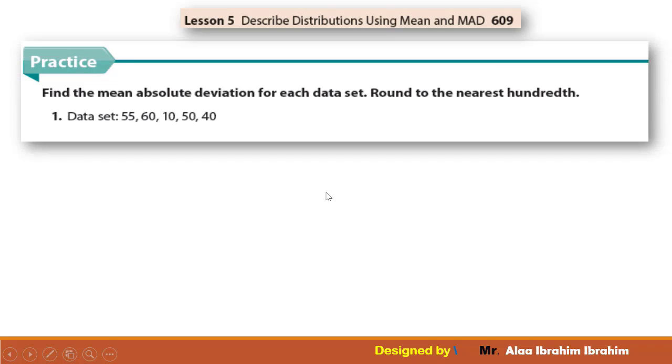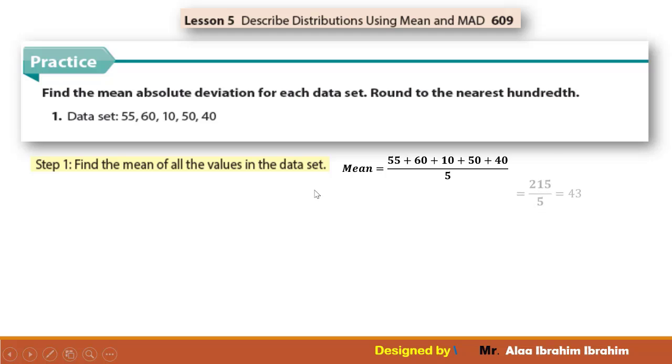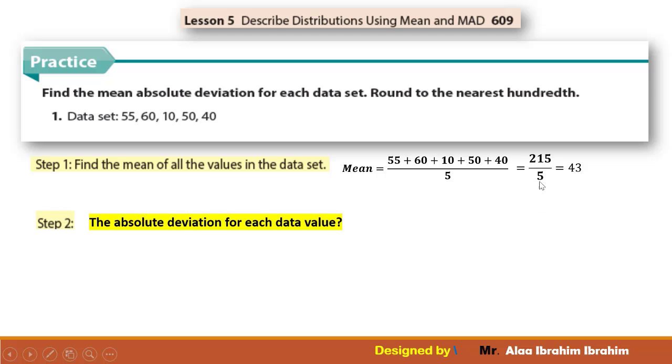Now we're going to another example. Practice page 609. I give you 5 values: 55, 60, 10, 50, 40. I have to find my mean absolute deviation, MAD, to the nearest hundredth. So I have to find first the mean. This is the first step. So I add 55 plus 60 plus 10 plus 50 plus 40, divided by 5. So my result is 43.